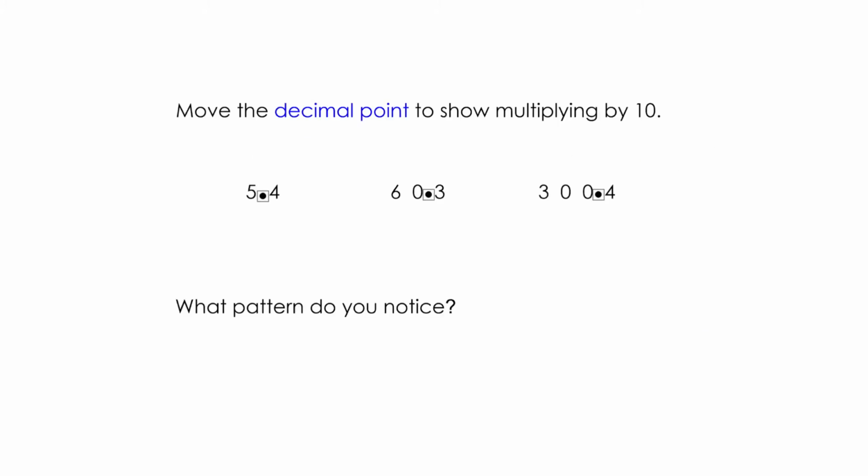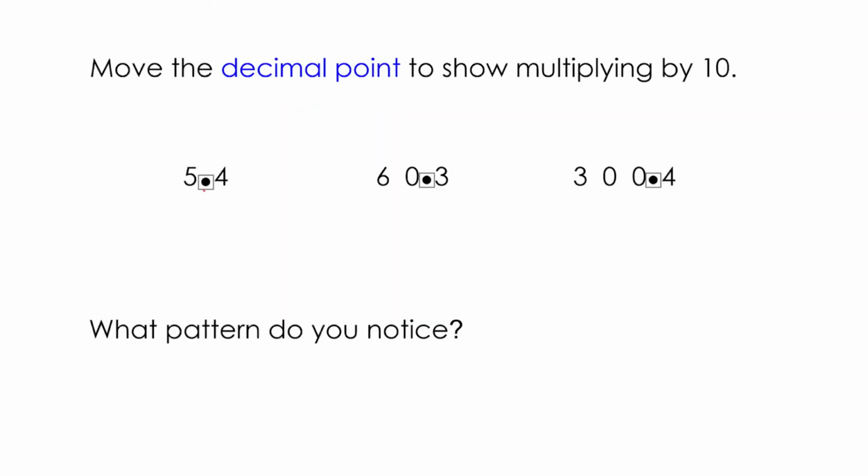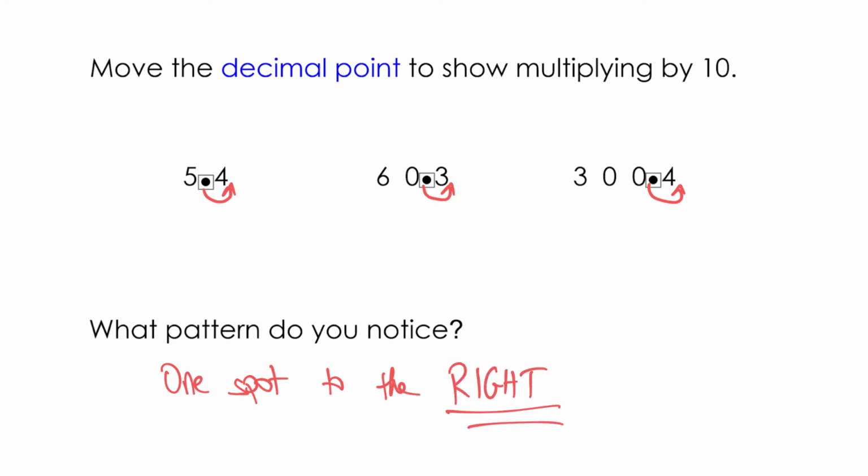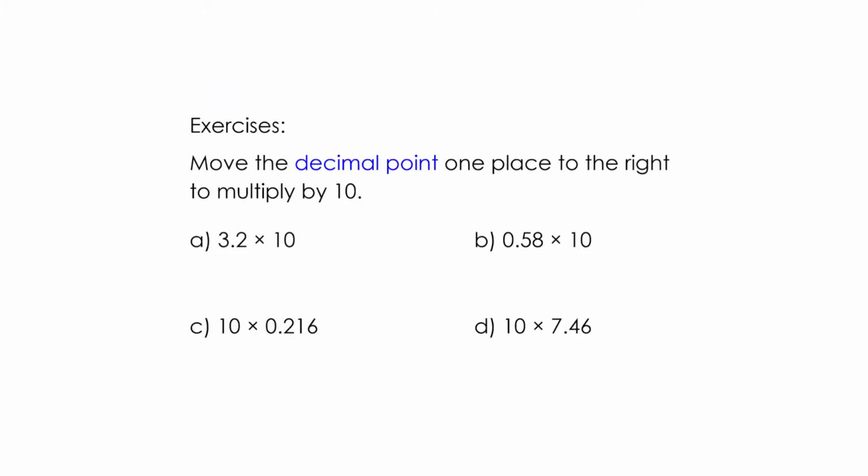So move the decimal point to show multiplying by 10. So you would move that one there, you would move that one there, and you would move that one there. What pattern did you notice? One spot to the right. Make sure you remember the right because you're multiplying. Move the decimal point one place to the right to multiply by 10.